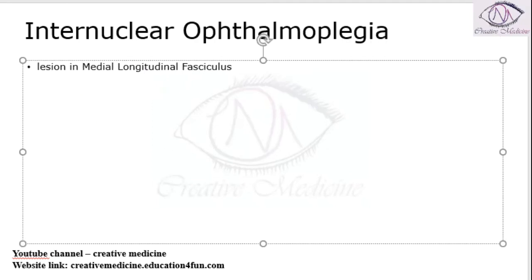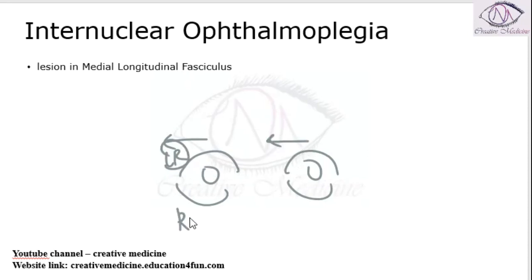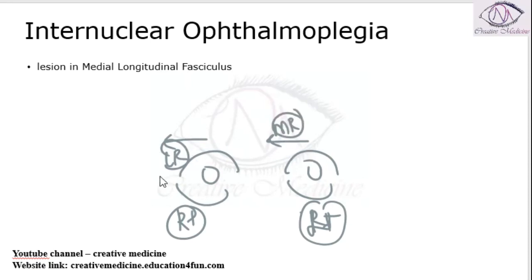Actually, for conjugate eye movement, for example, if this is the ipsilateral eye, this is the contralateral eye. For moving to this side, this is the right eye, this is the left eye. The right eye's lateral rectus should contract and the left eye's medial rectus should contract.